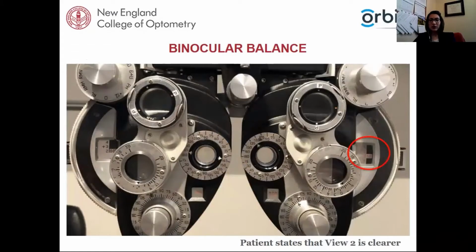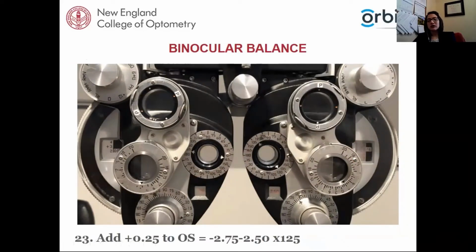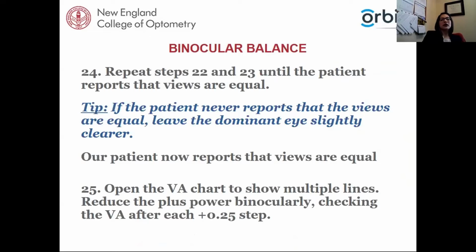So in our case, let's say the patient chose view 2, which is with the left eye open. They said that's clearer. So whichever eye the patient says is clearer, you add a quarter diopter of plus power to that eye. So in this case, it was -3. They said the left eye was clearer, so we would change it to -275. And then you would do the same thing again. Is it better 1 or 2? And see what the patient says. If the patient never reports that they're equal, so they're always saying that one is better than the other, that's okay. That's a common endpoint. I would leave the dominant eye slightly clearer.